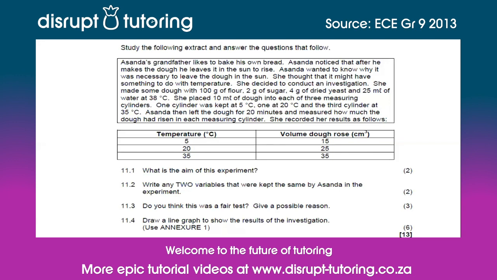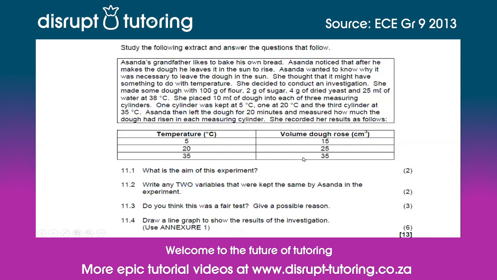She placed 10 milliliters of dough into each of 3 measuring cylinders. One cylinder was kept at 5 degrees Celsius, one at 20 degrees Celsius, and the third cylinder at 35 degrees Celsius. Asanda then left the dough for 20 minutes and measured how much the dough had risen in each measuring cylinder. She recorded the results as follows. Next is given this table, which shows the temperature and the volume of rise at each respective temperature. And we see here that 5 degrees Celsius had the least rise and 35 degrees Celsius had the most rise.